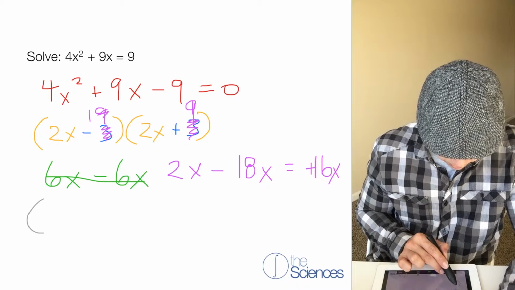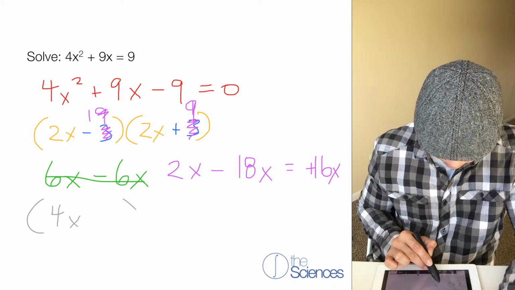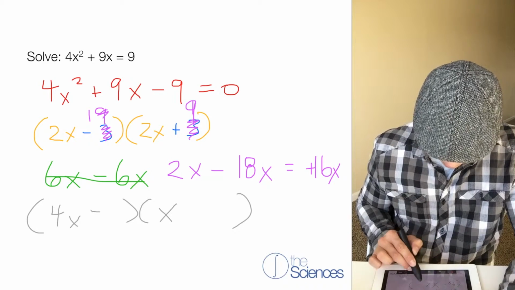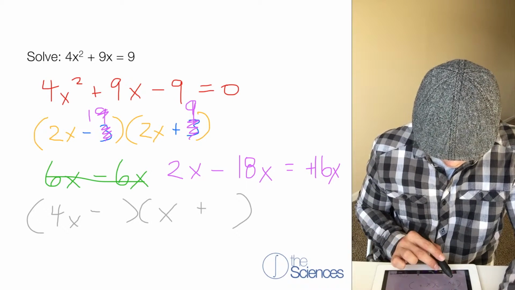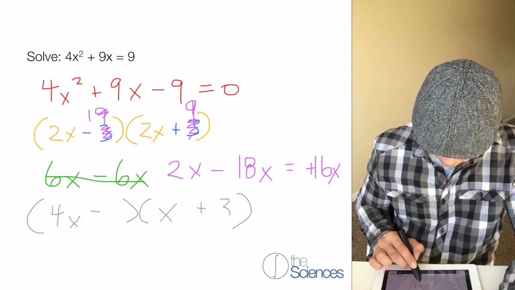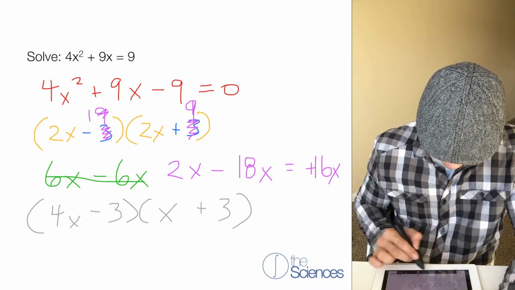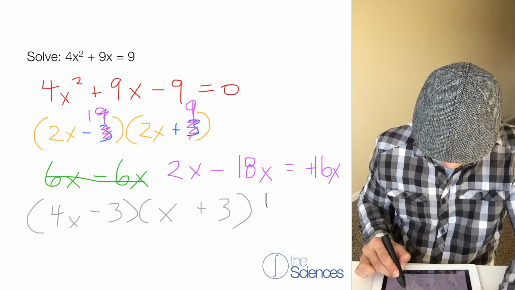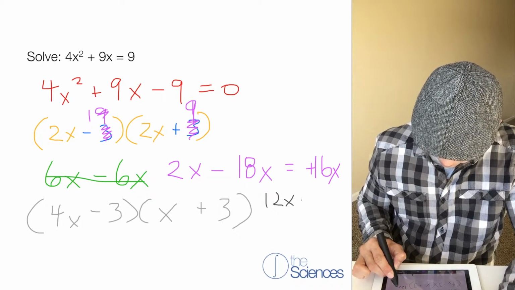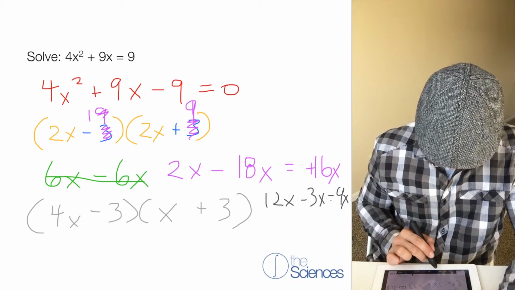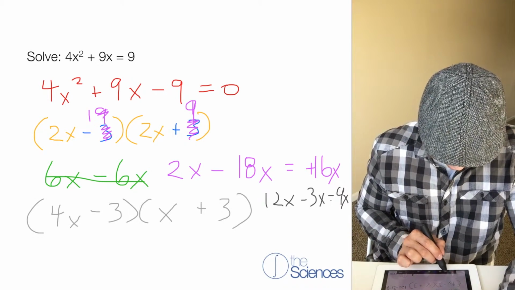Now we can try 4x times x, and 3 times negative 3. So now here we get 12x minus 3x equals 9x. So this is our factor.